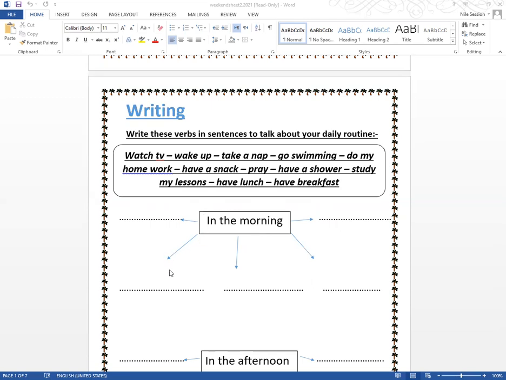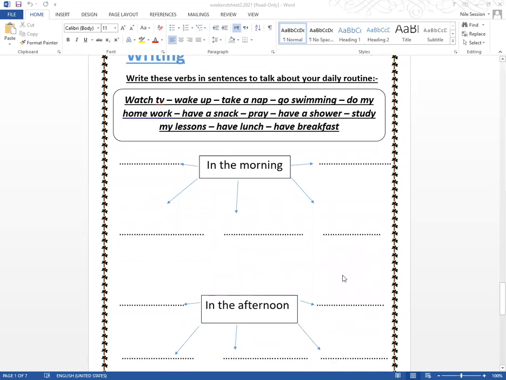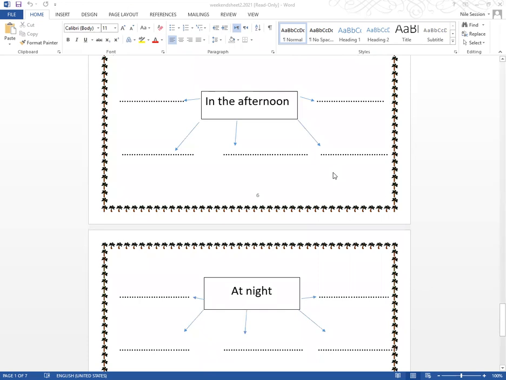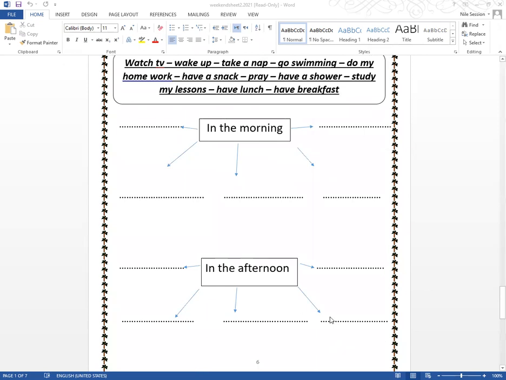I pray, I have breakfast, I wake up. And in the afternoon, I come back home, I take a nap, I have lunch, I do my homework, I have a shower. And at night, I study my lessons, I have dinner, I watch TV, I have a snack, I go swimming. This year, inshallah, we will talk about our routines.